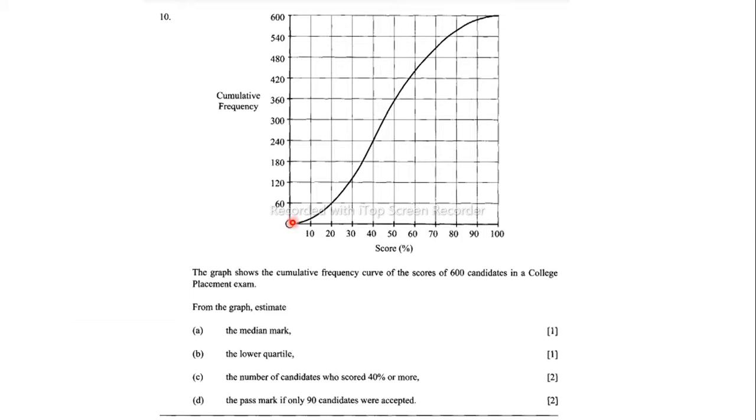Alright, so this is the cumulative frequency graph. Here they give it to us. And then here they ask for the median mark. Everyone should know how to do this, right? Hopefully. The lower quartile. Then they want the number of students who scored 40% or more. And the pass mark if only 90 candidates were accepted. Good questions. I believe we sufficiently covered this so that we could answer this question. And that's all you need to know for cumulative frequency.